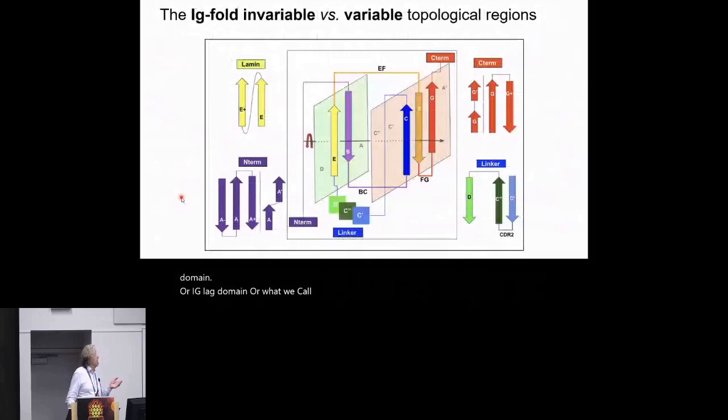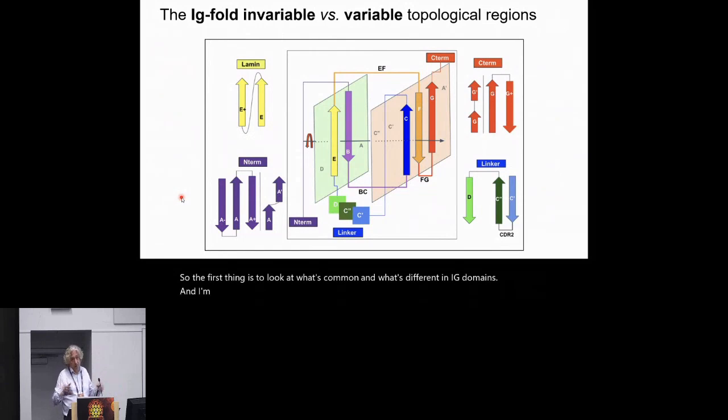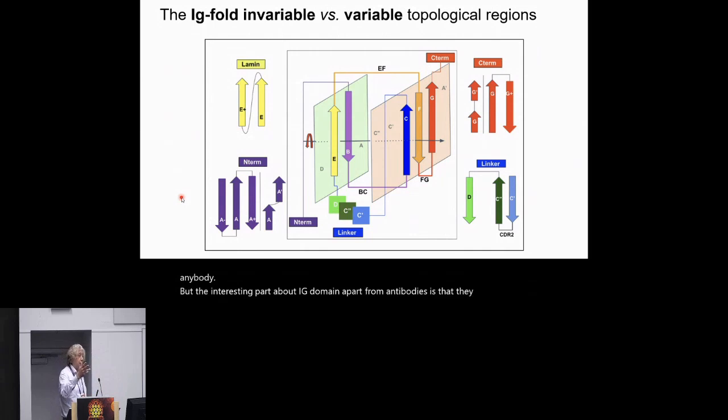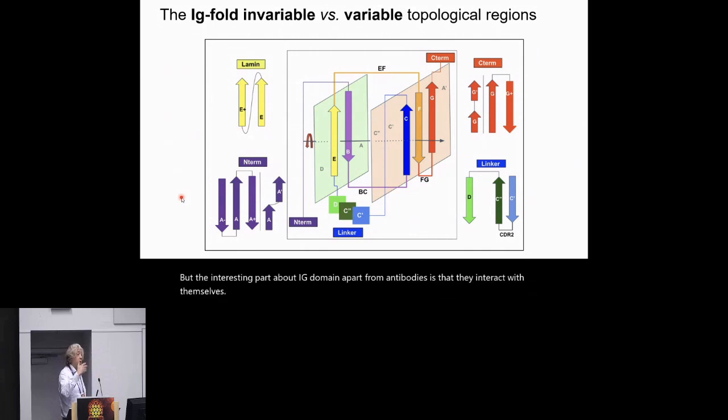So the first thing is to look at what's common and what's different in Ig domains. And I'm not talking about the loops, okay? That we all know they are variable, especially for antibodies. But the interesting part about Ig domain, apart from antibodies, is that they interact with themselves. They have a self-recognition, Ig, for most of them.